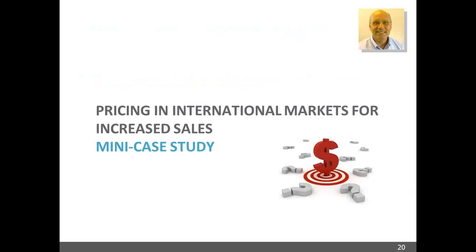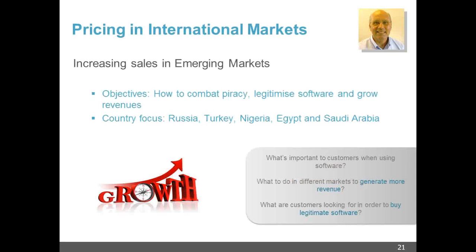So we're going to do another little case study, and we're going to stay with pricing. This is a very interesting study based in international markets. This was principally, as you can see from the country focus here, in emerging markets. And the client wanted to help in growing their business in emerging markets.